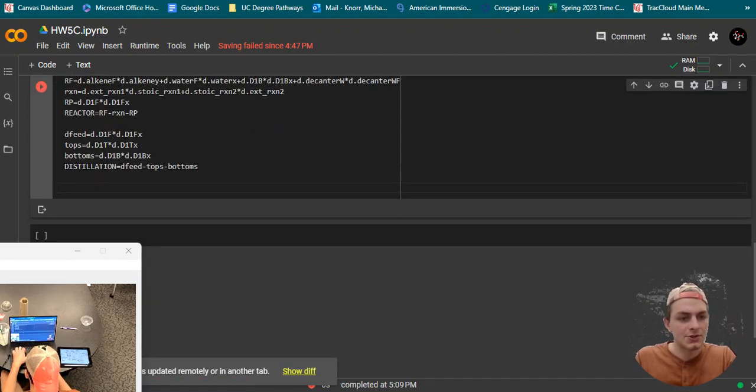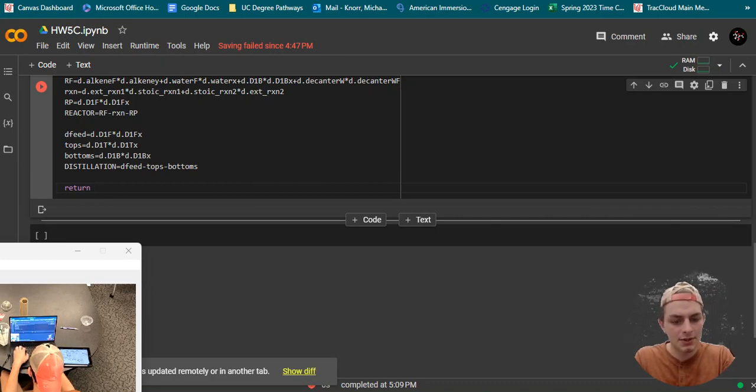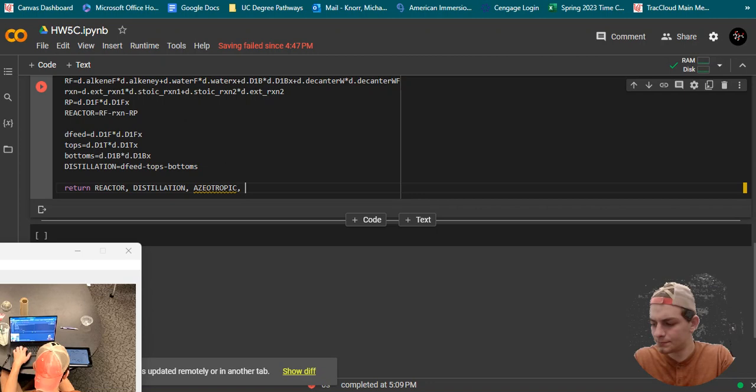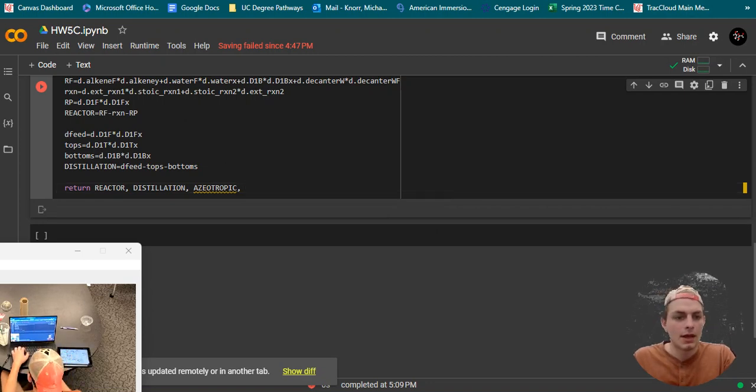So that's our distillation. Again, what we want to return is our reactor, our distillation, and azeotropic, as well as we want to go ahead, actually this is going to be a jnp.concatenate there.